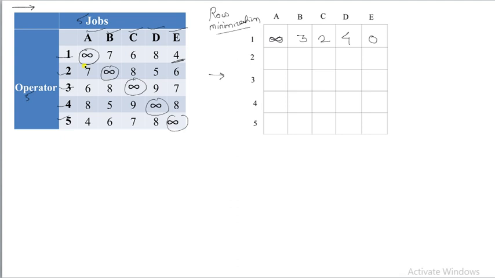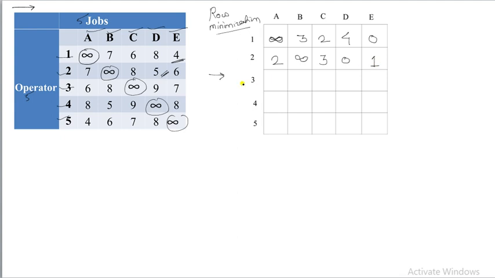Okay, in the second row, first of all, we'll write this infinity or dash part as it is. In the second row, the smallest element is 5, so we'll subtract it. 7 minus 5 will be 2, this restriction as it is. 8 minus 5 will be 3, 5 minus 5 is 0, 6 minus 5 will be 1.